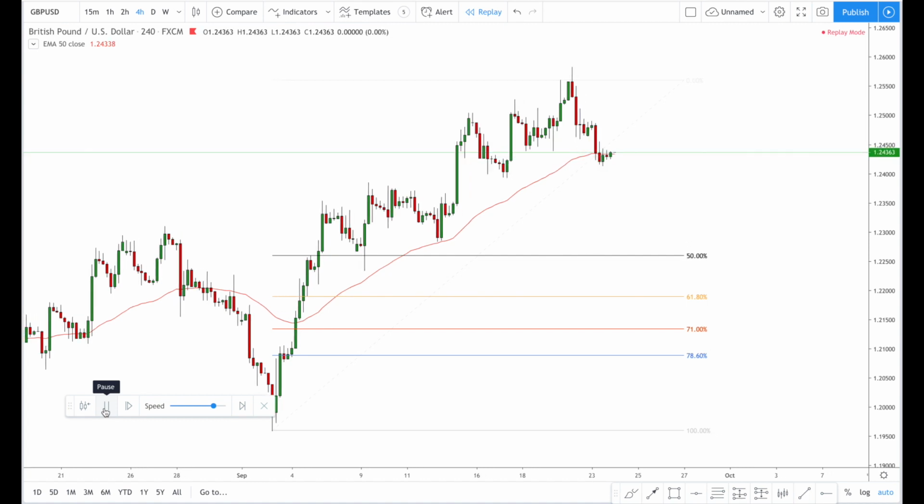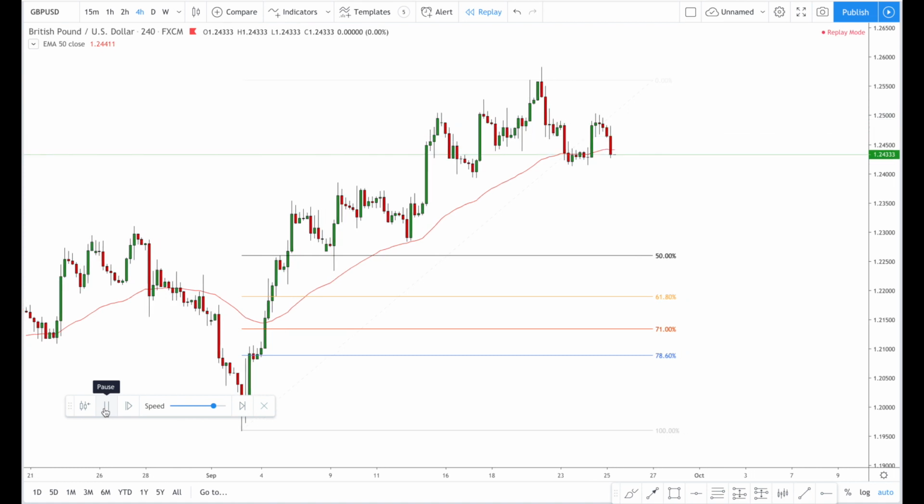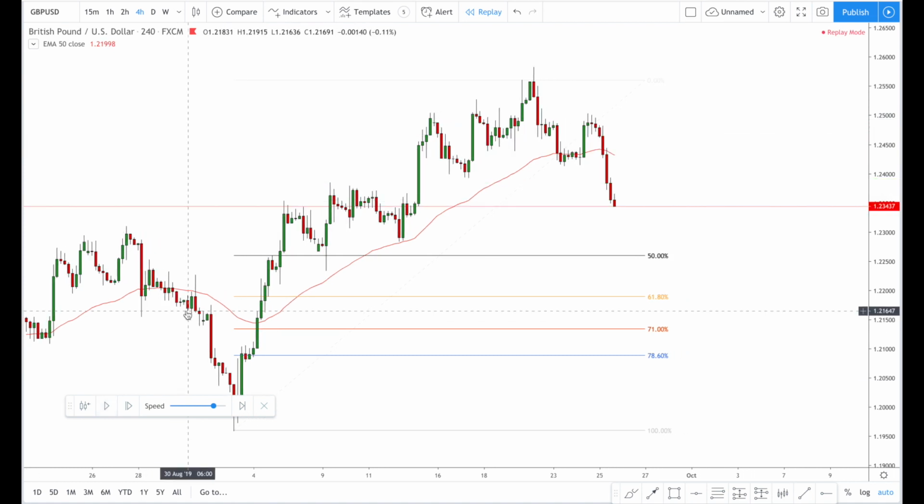And now we can see how price action is going to evolve and develop, looking at the historical data. And this is just a really nice little tool to understand the characteristics of individual currency pairs, and also just to really familiarize yourself with the strategies as well.